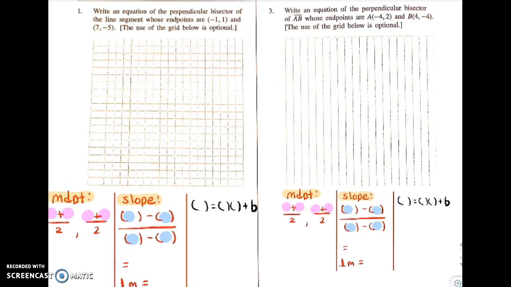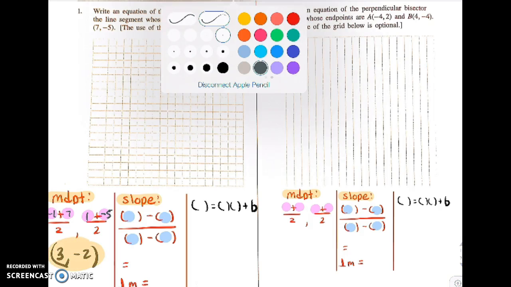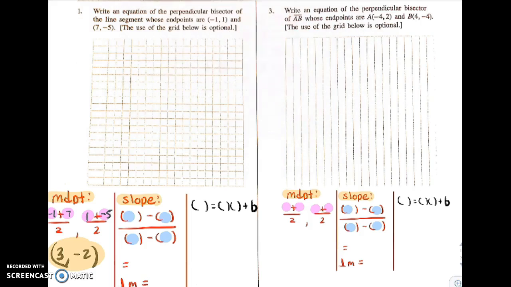So to find the midpoint of (-1, 1) and (7, -5), you add up the x's, -1 and 7, which is 6, divided by 2 is 3. You add up the y's, which is 1 and -5, which is -4, divided by 2, which is -2. So that's your midpoint. Now we're going to take care of the slope.